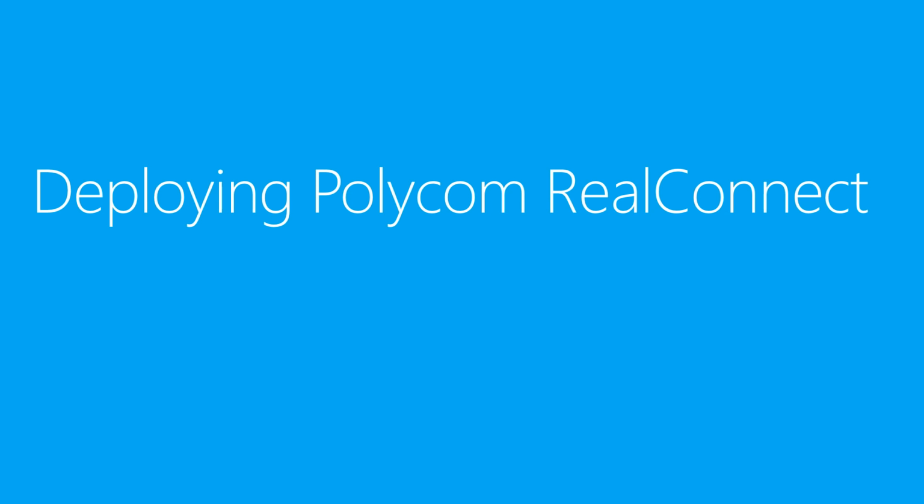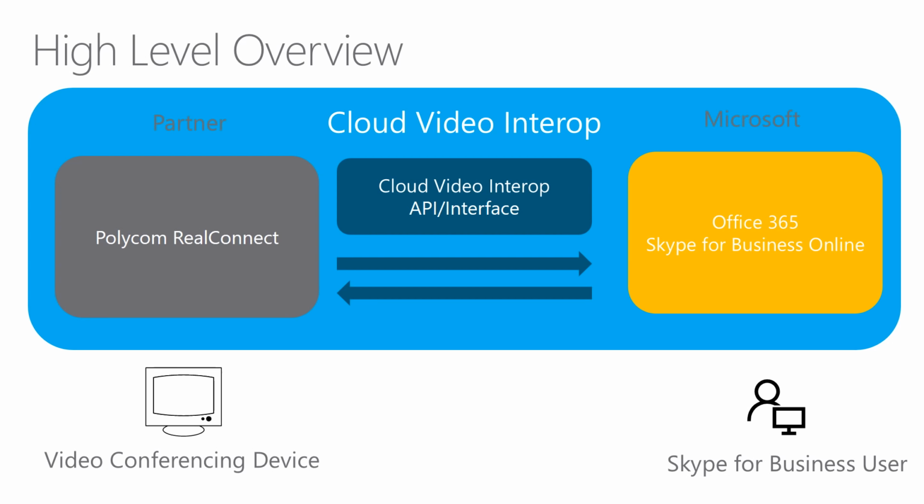So next, let's talk a little bit about how we deploy Polycom RealConnect for Office 365. As we discussed earlier, we have an interface between us and Microsoft. But to make this all work, we have to go through a set of provisioning, and we're using various Microsoft APIs to do that. So I'm going to now go through that provisioning process from end to end.